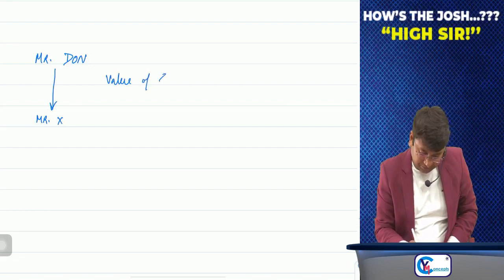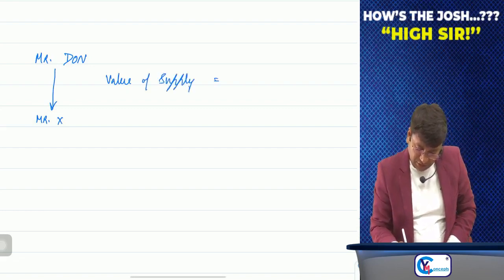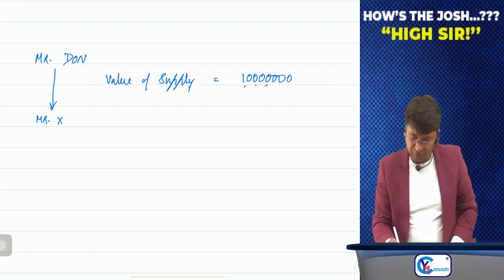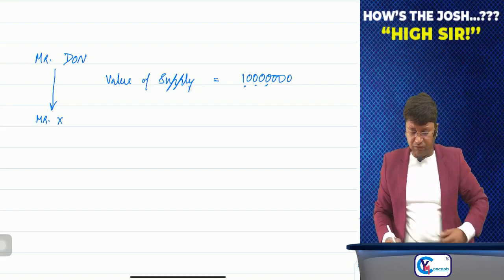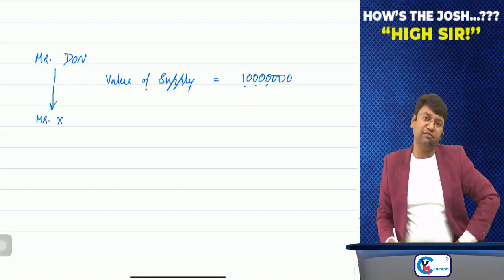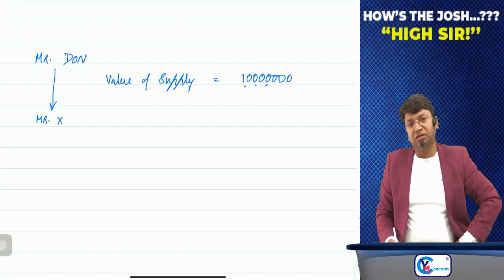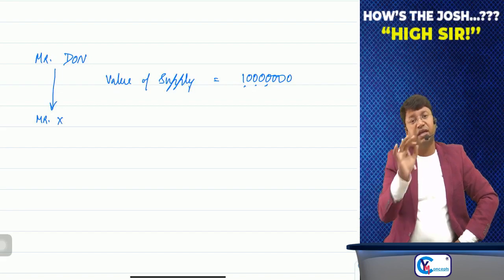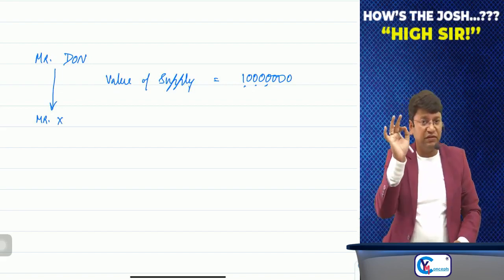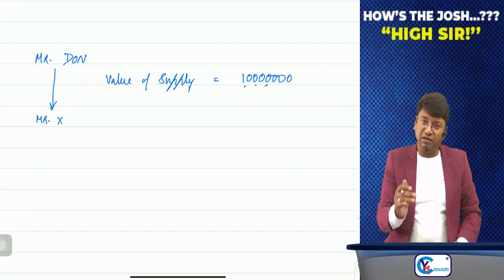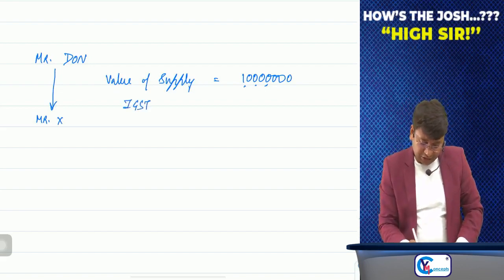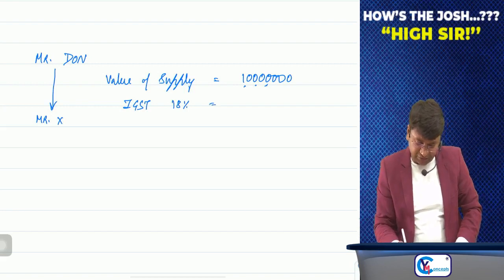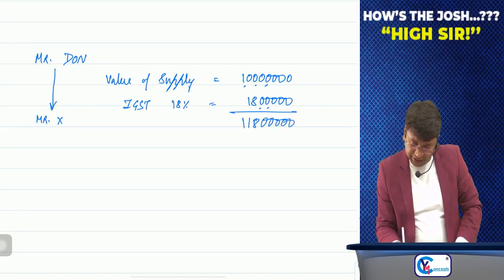and suppose the value of supply, the invoice, is of rupees 1 crore. This is the value of supply. On import of services, just for knowledge, it is called interstate supply as per the definitions given in IGST, and sir, on it IGST is levied. Suppose IGST is charged at the rate of 18%, which comes to 18 lakh rupees. Suppose total amount comes to 1 crore 18 lakh.